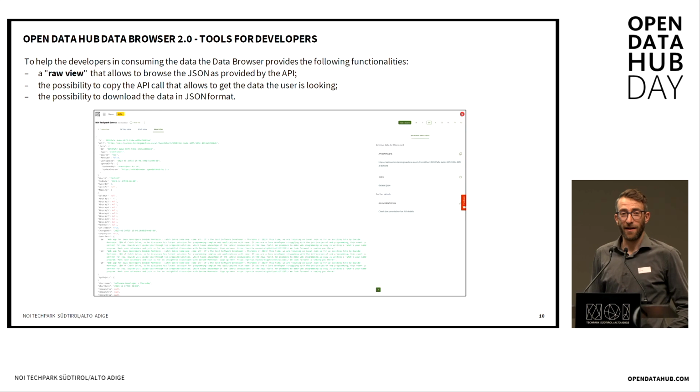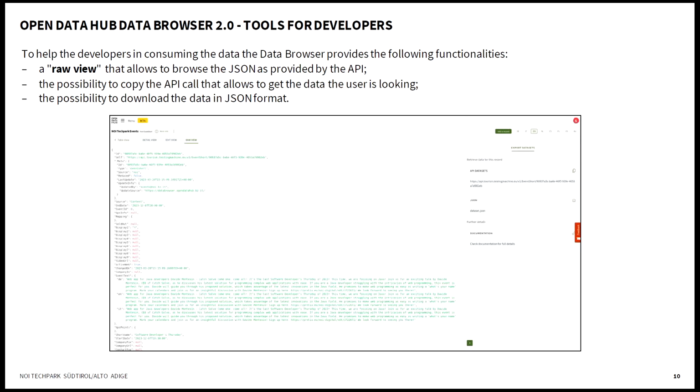Then our customers are not only data editors or data consumers. We also have developers who have to integrate the data in the application, and they have to know how the data is structured. So we decided to also provide the possibility to view the raw JSON file as it is provided by the APIs, so the developer can go through it in an easy way, understand how it's structured, how it works, and implement it easily in their application.